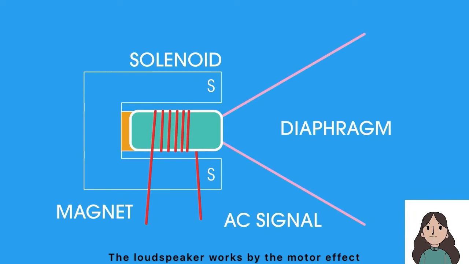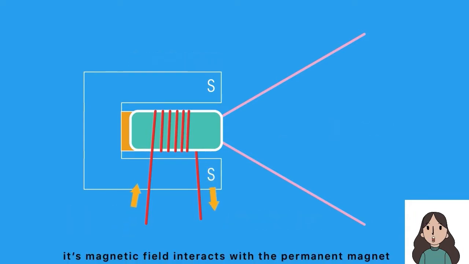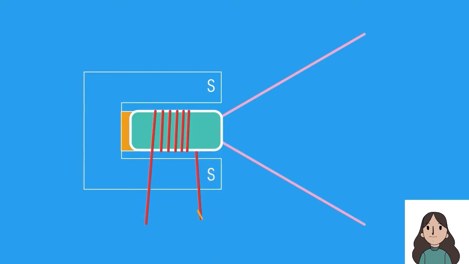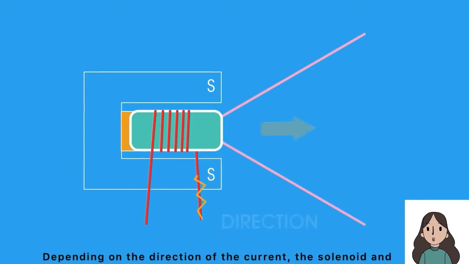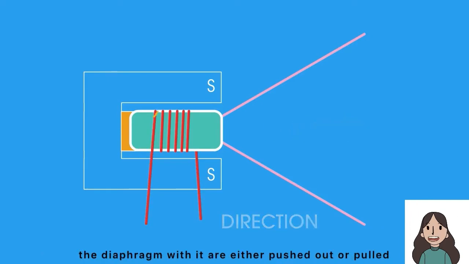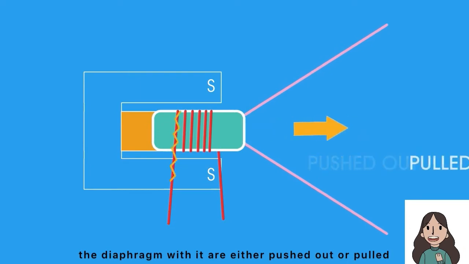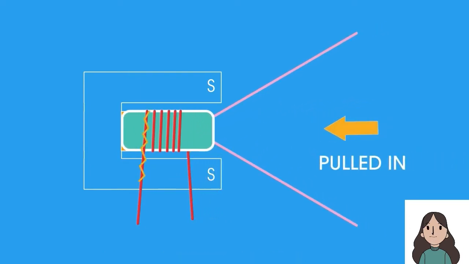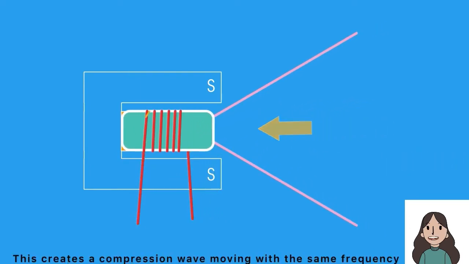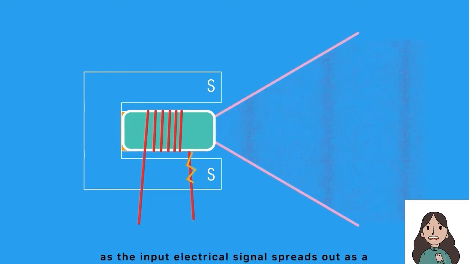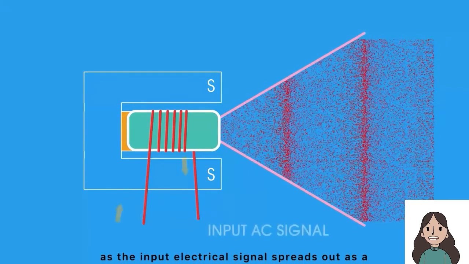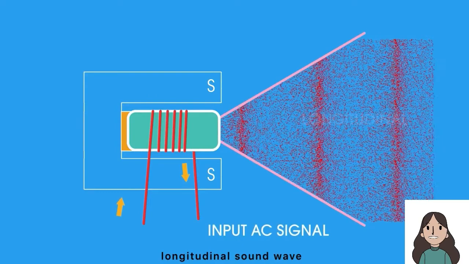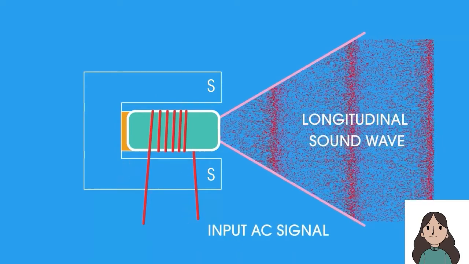The loudspeaker works by the motor effect. When the current flows in the solenoid, its magnetic field interacts with the permanent magnet. Depending on the direction of the current, the solenoid and the diaphragm with it are either pushed out or pulled into the annular magnet. This creates a compression wave moving with the same frequency as the input electrical signal, spread out as a longitudinal sound wave.